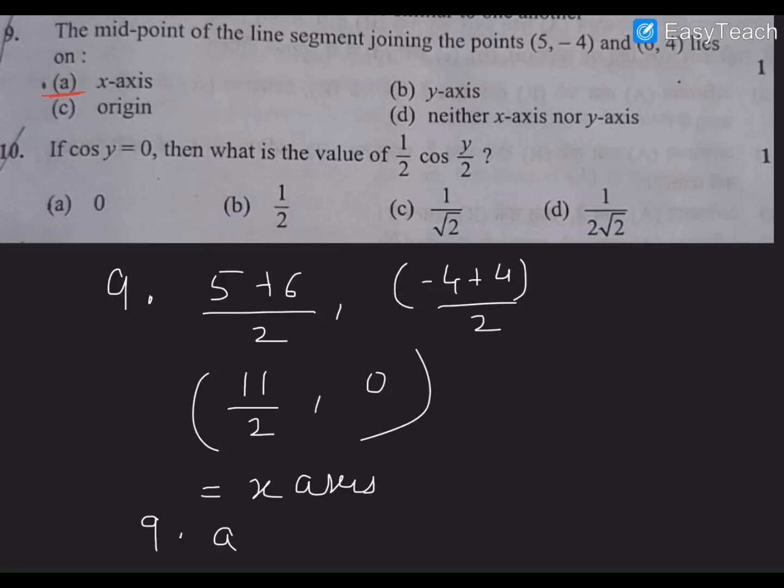For the 10th one, if cos y is equal to 0, that means y comes out to be 90 degrees. Cos theta is 0 at 90 degrees. So cos(y/2) is cos(90/2), and 90 by 2 is 45 degrees, and cos 45 degrees is 1 by root 2. So D is the correct answer for this question.